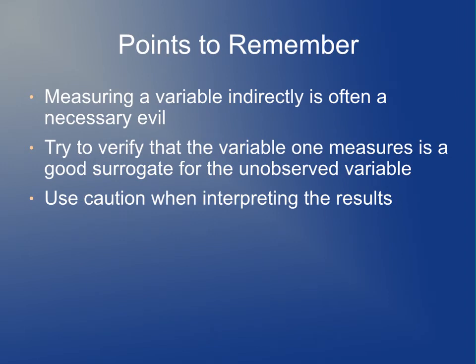So, measuring a variable indirectly is oftentimes a necessary evil in science, but you want to try to verify as best you can that the variable that you observe is a good surrogate for the variable that you didn't observe, and use caution. You have to use caution when interpreting the results. And when you read a paper, you always want to ask this question: are they directly measuring what they want to be measuring? If not, what should they have been measuring instead? And is what they actually measured a reliable indicator of what they're actually trying to measure?